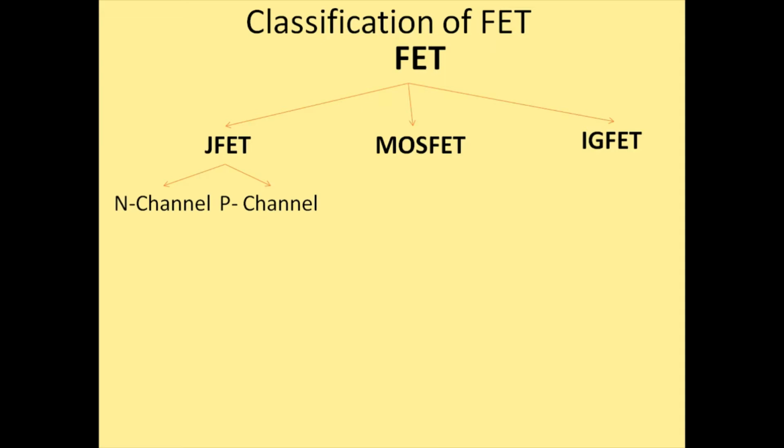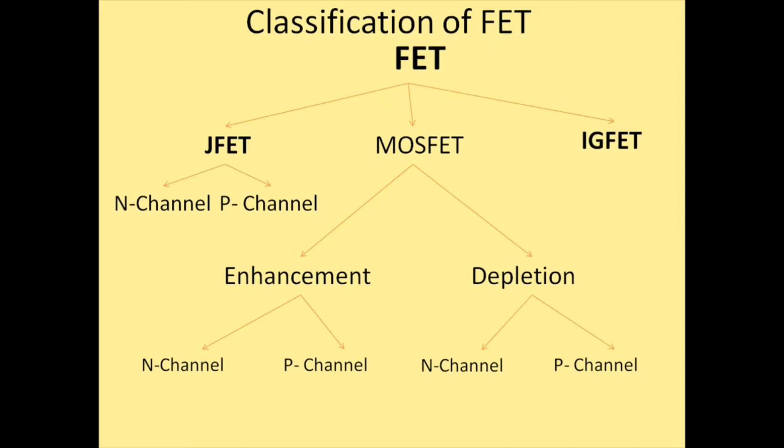Okay. Now, let us look into the classification of FET. FET is basically classified into three basic groups. First one, JFET. JFET stands for Junction Field Effect Transistor. Second one is MOSFET, that stands for Metal Oxide Semiconductor Field Effect Transistor. And the third classification is IGFET, that is Insulated Gate Field Effect Transistor. Now, JFET is further classified into N channel and P channel. What these N and P channels are, we will study as we go ahead in the topic. Moving to the classification of MOSFET, it is classified into enhancement type and depletion type. Further, both are classified into N channel and P channel. Okay, so this is the basic classification chart of FET.